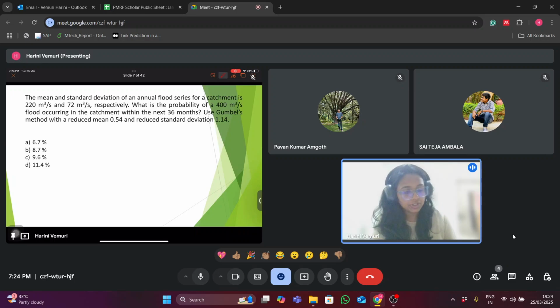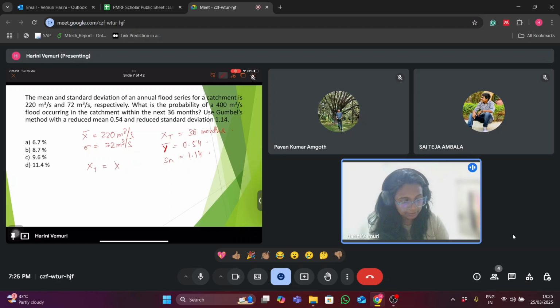So the mean and standard deviation of an annual flood series of a catchment is x bar is 220 meter cube per second and sigma is 72 meter cube per second. What is the probability of a 400 meter cube per second flood occurring in a catchment within the next 36 months? Use the reduced mean, that is y bar is equal to 0.54 and reduced standard deviation Sn equal to 1.14 for Gumbel's distribution.